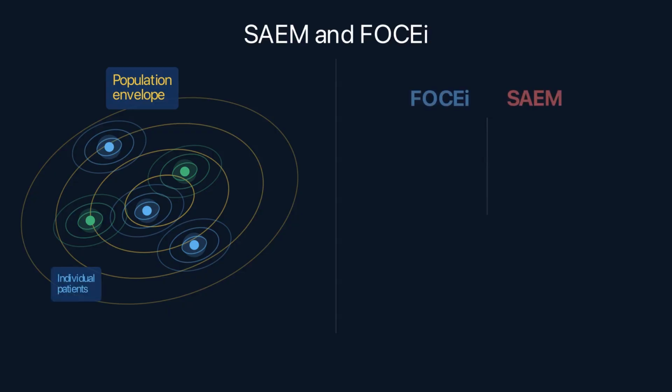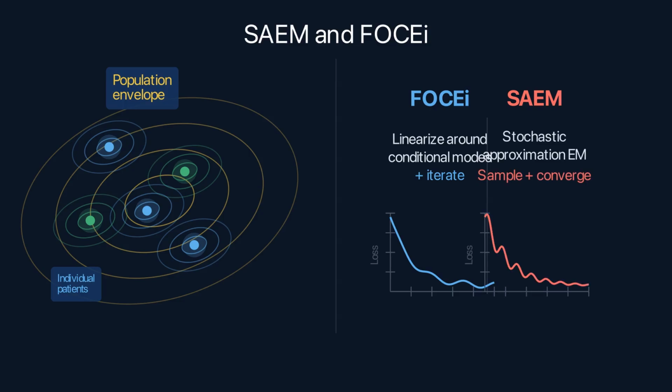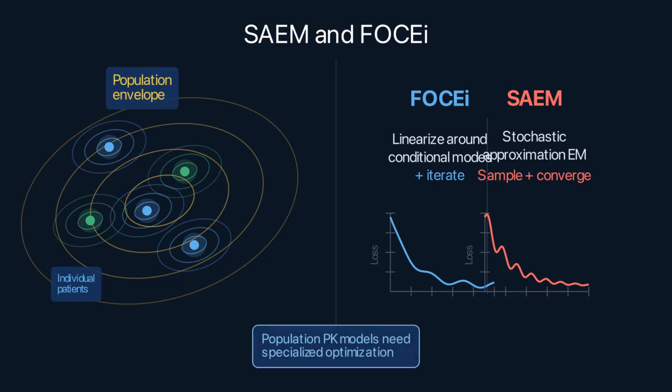FOCEi, first-order conditional estimation with interaction, is NONMEM's workhorse. It linearizes the individual models and iterates. SAEM, stochastic approximation expectation maximization, is more modern. It samples individual parameters and converges more reliably for complex nonlinear models. If you're fitting population PK models, these are the 2 methods you encounter.